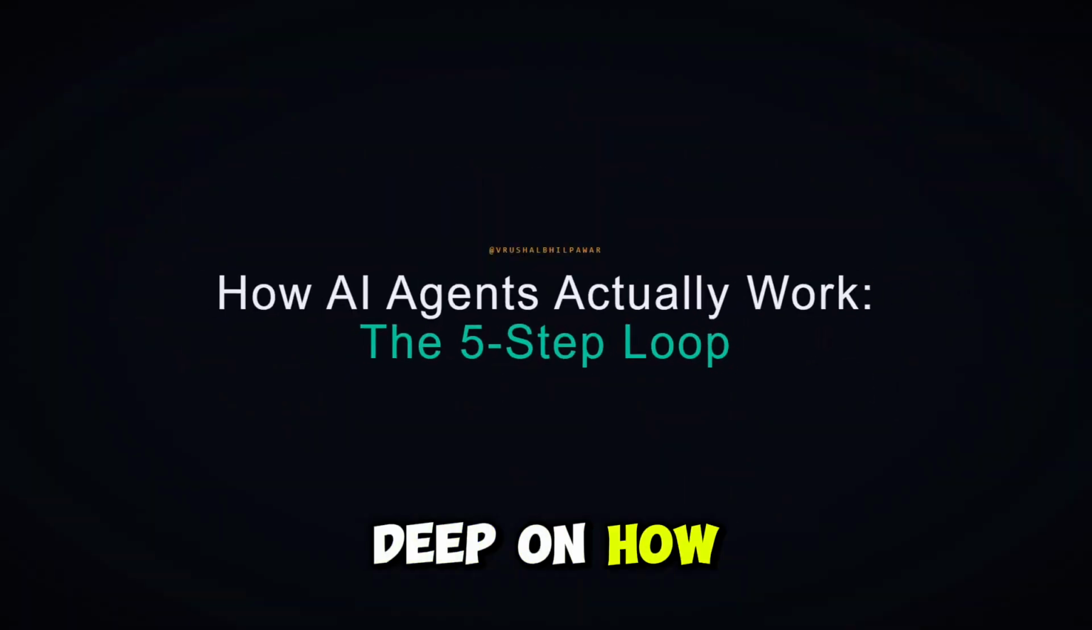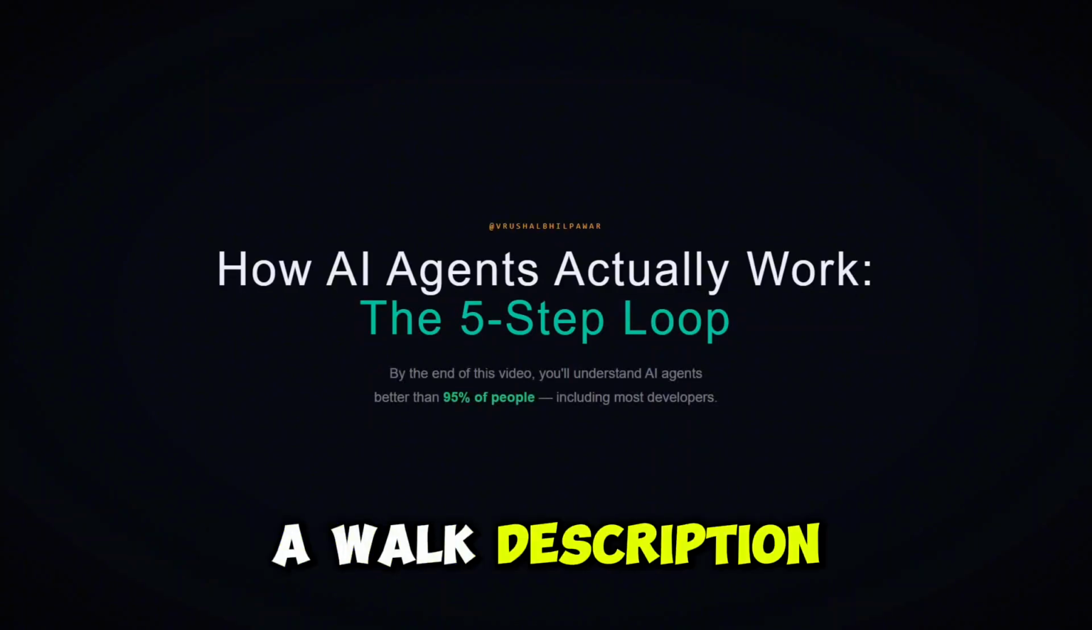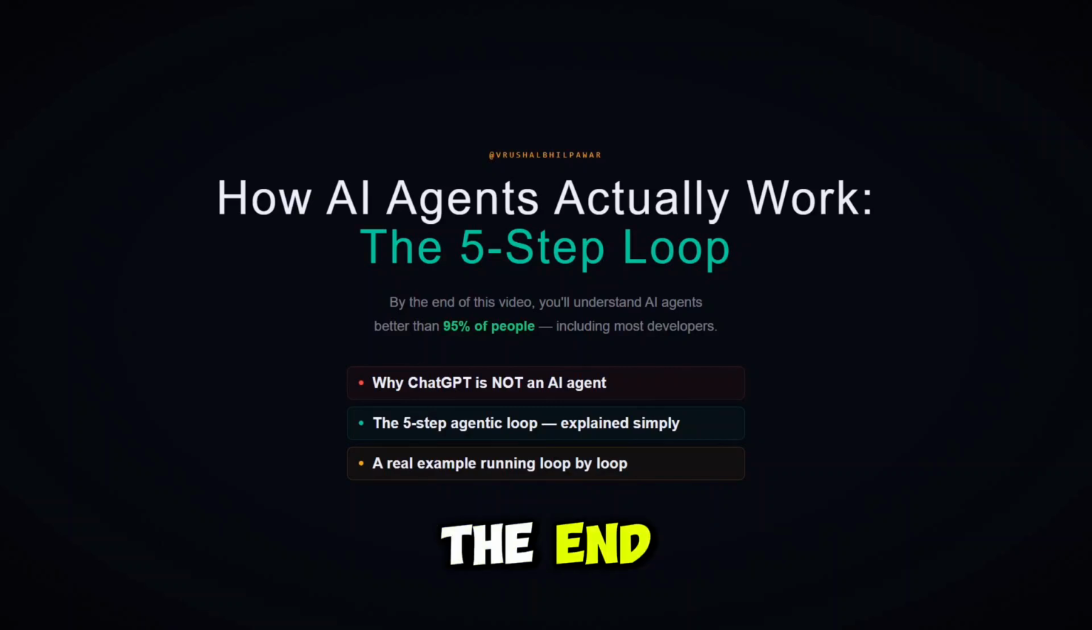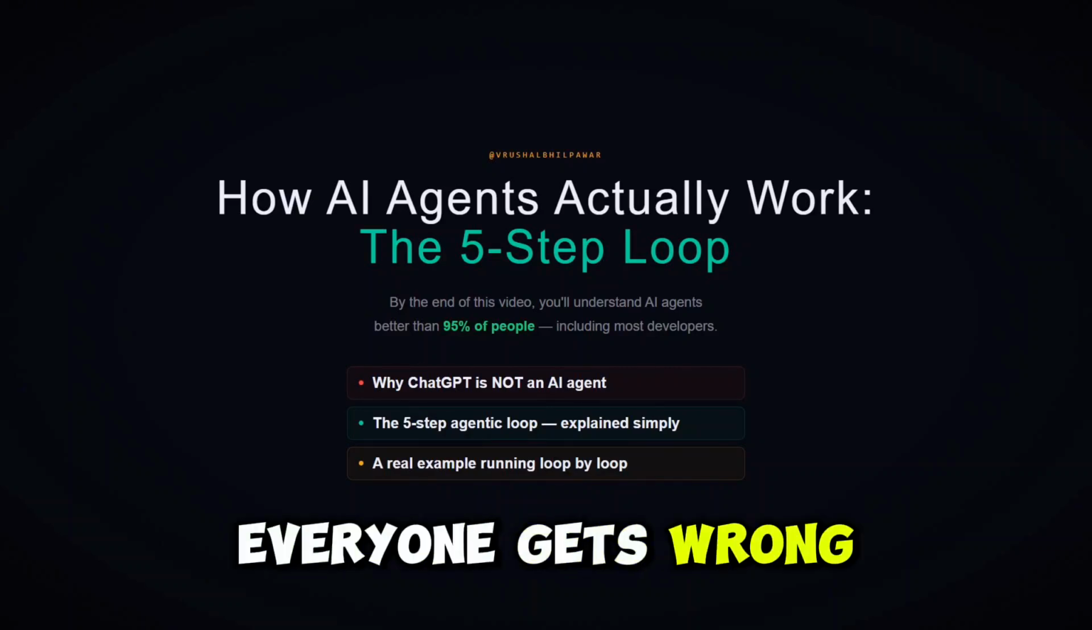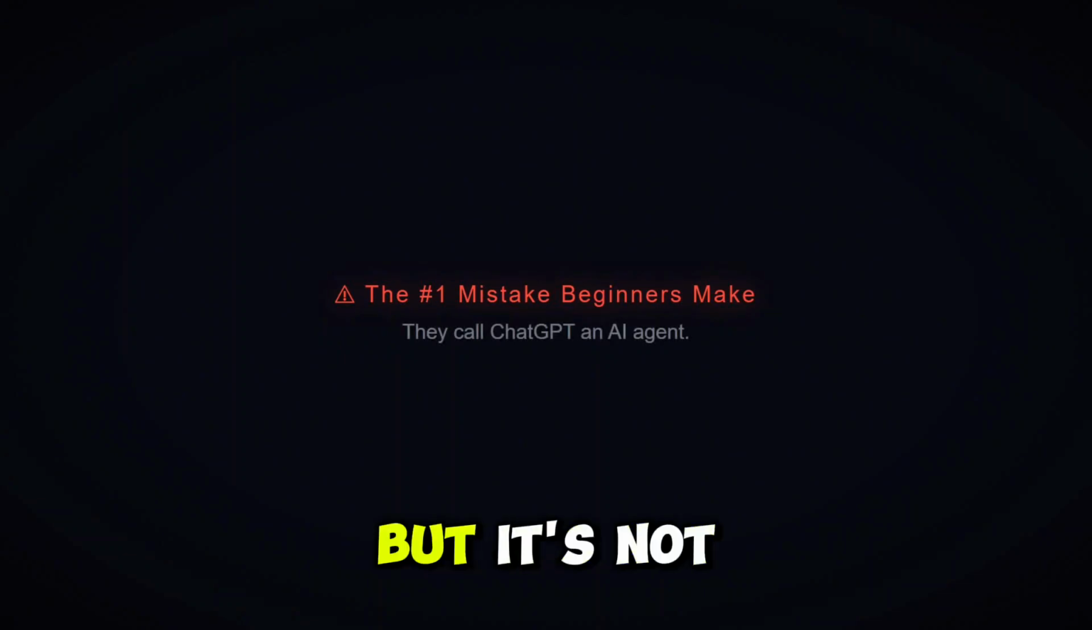We are going deep on how AI agents actually think and work from the inside, not theory, not a vague description, the real actual loop, step by step with a real example at the end. So let's start with the thing everyone gets wrong, the mistake beginners make. They all call ChatGPT an AI agent, but it's not.